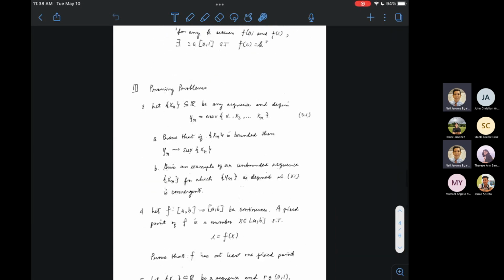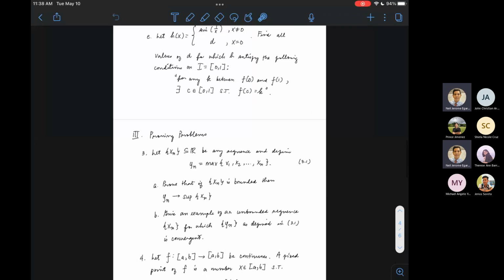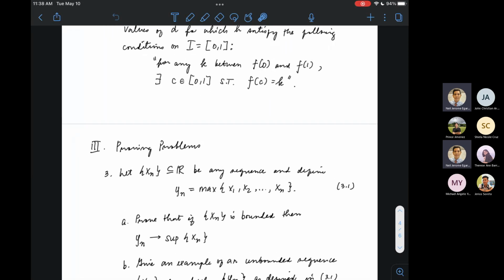So 4 items. You need to answer one per day, para makaabot kayo sa deadline on Friday. Okay? So any questions about the problem set?